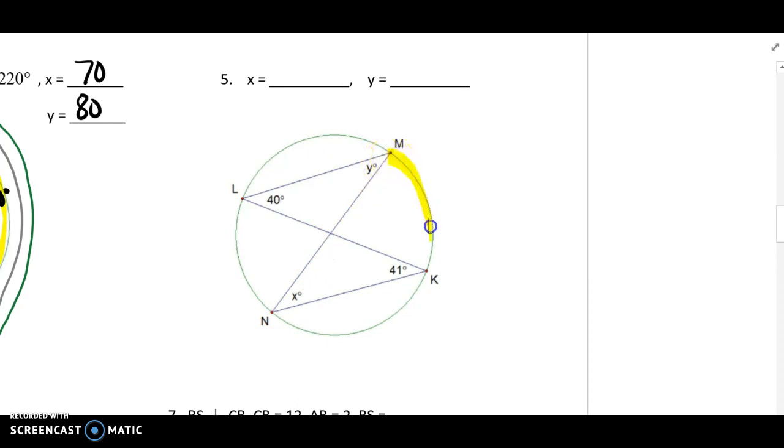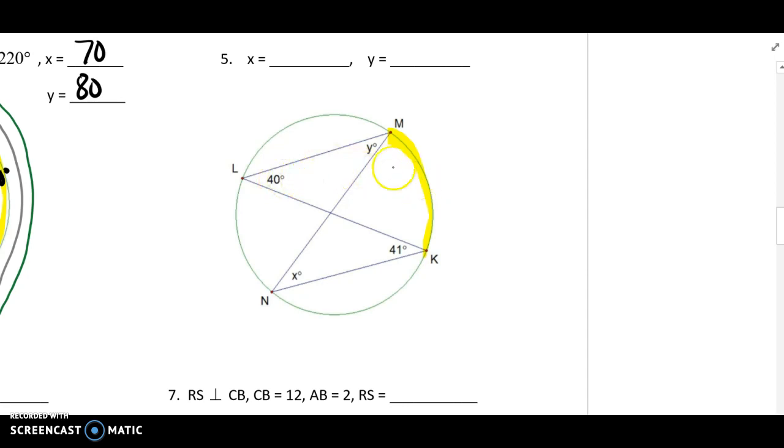5x is going to be half of that arc angle. Well, that arc angle is also going to be twice as big as 40. So 40 times 2 makes this 80. 80 divided by 2 gives us that x equals 40. And then going the other way, y is half of that arc angle. Well, 41 is also half of that arc angle, so 41 times 2 is 82. Divided by 2 means that y is also 41.